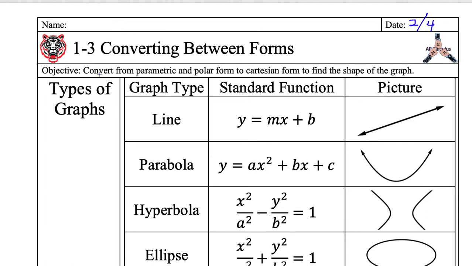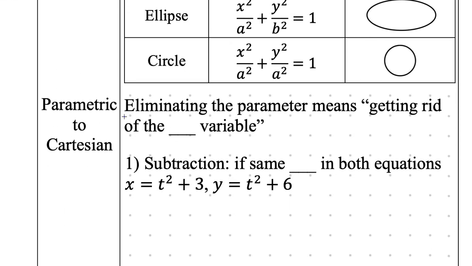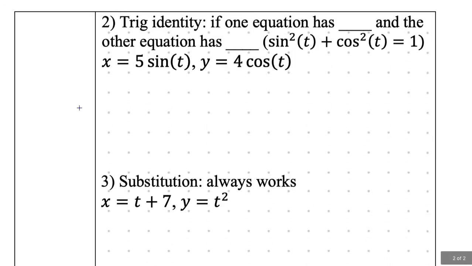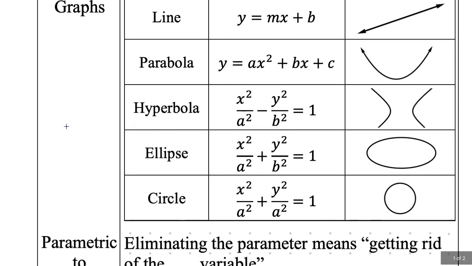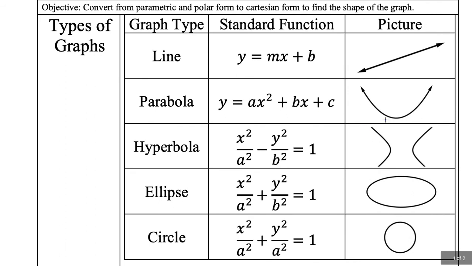Our objective today is to convert from parametric and polar form to Cartesian form to find the shape of the graph. So I'm going to be teaching you, kind of a peek ahead, from parametric to Cartesian, and Cartesian is your normal x, y coordinates, and then how to get from polar to parametric. So if I gave you something in polar, eventually you'd have to go polar to parametric, and then from parametric to Cartesian. And again, the whole goal is to figure out what type of shape we are dealing with.